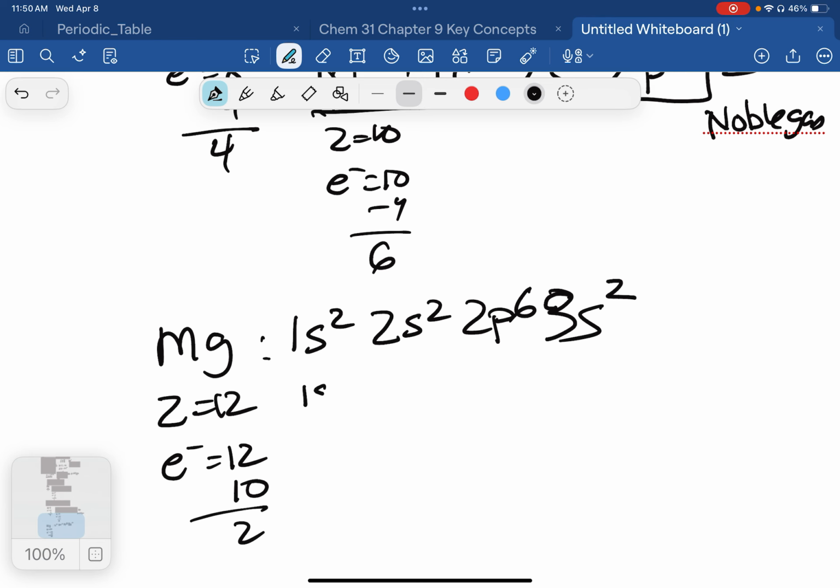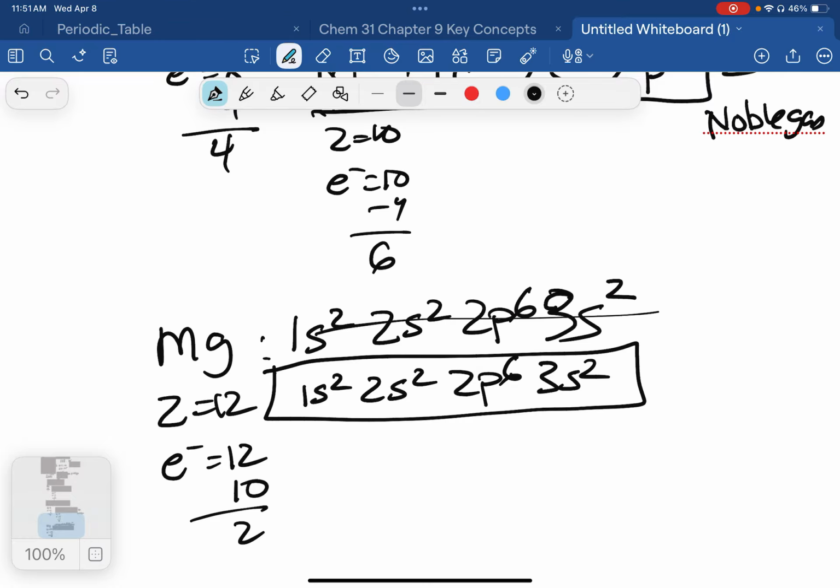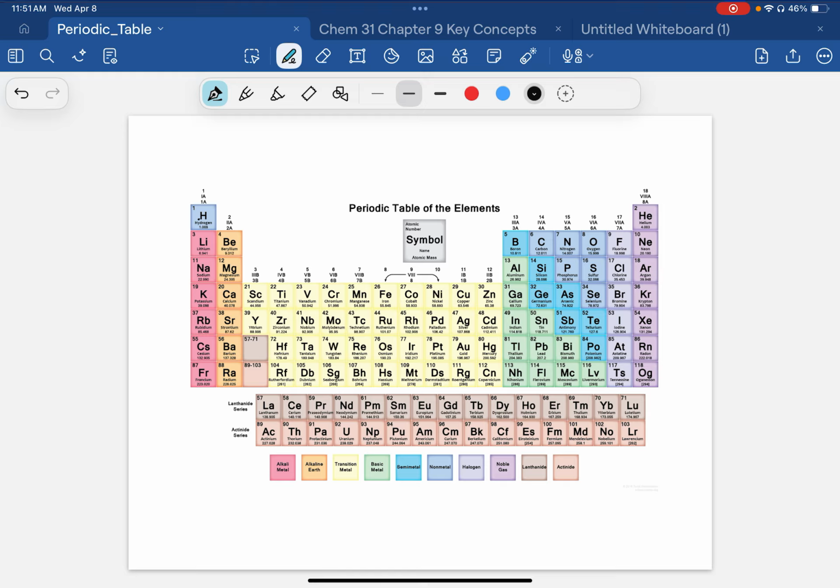And this was messy, so let me try it again. 1s2, 2s2, 2p6, 3s2, and you count 2, 4, 10, 12. You know you have a total of 12 electrons, and it fills, and this is therefore the electron configuration for magnesium.